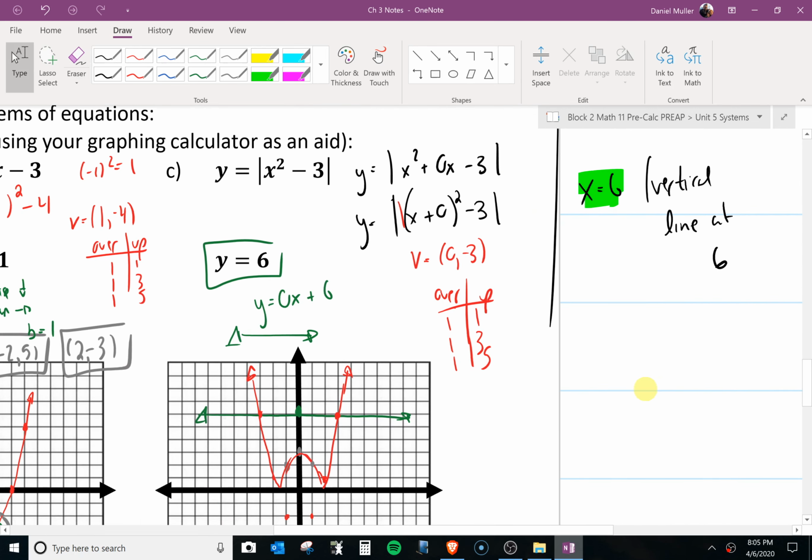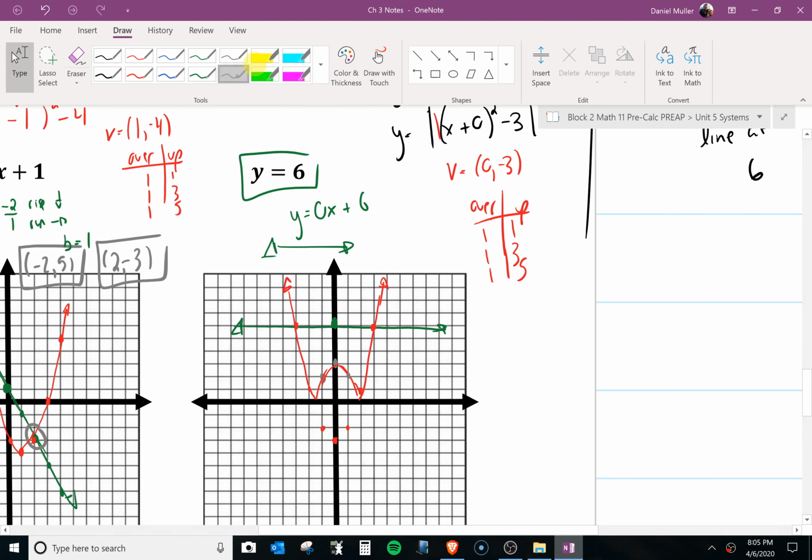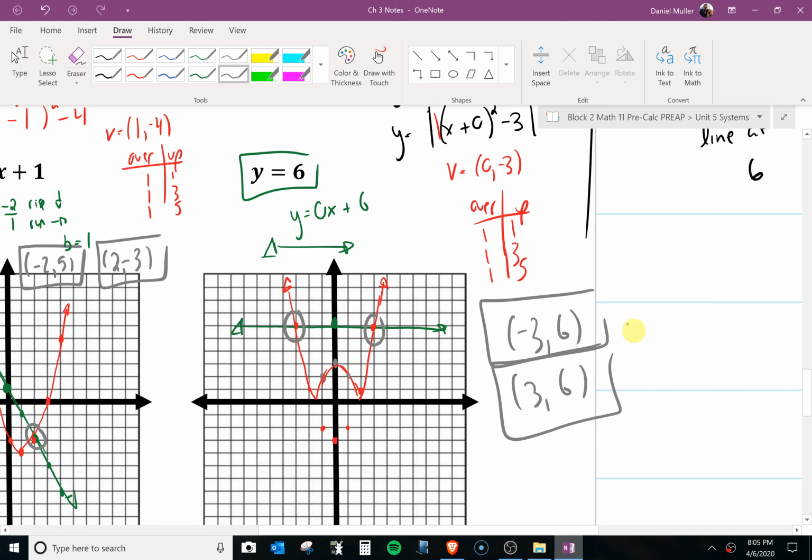Now, we have this. We still haven't solved the question. We need to look at where it crosses. It crosses here and crosses here. So those points are over 1, 2, 3, so -3 and up 6. And then 1, 2, 3, and up 6. So those are our two answers.